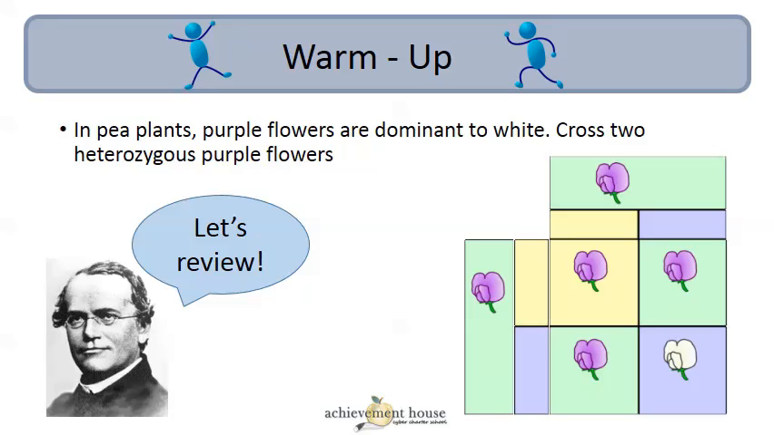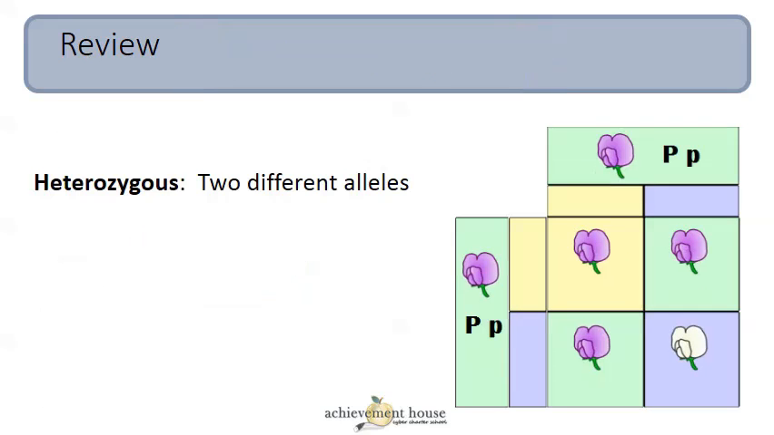First, we need to figure out the genotypes of the parents. Let's use P for purple. Remember, heterozygous means two different alleles. So each parent is big P, little p. Let's fill in the Punnett square and complete the cross.